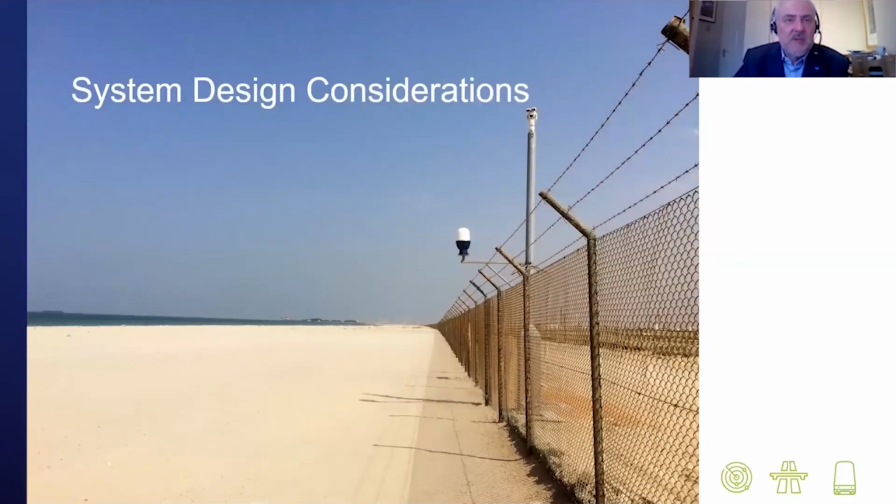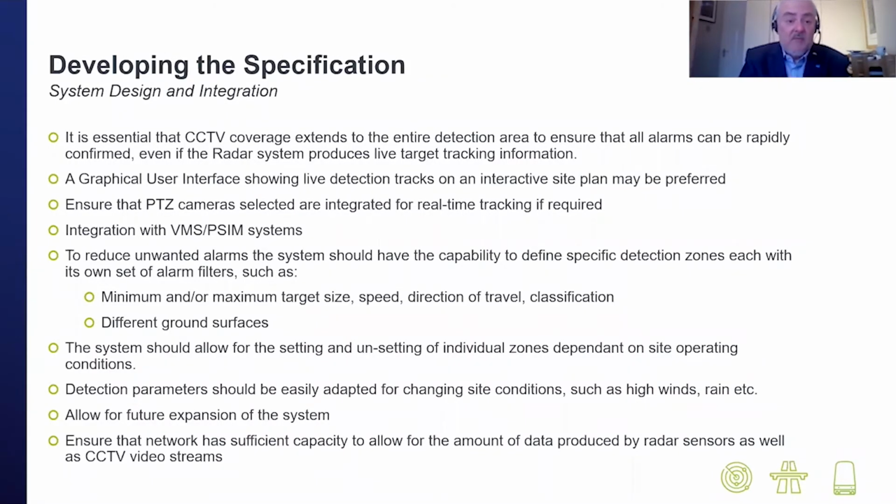Okay, so some system design considerations as well. If you've got radar covering the whole of the site, it's also important that the CCTV coverage that's installed will also cover that site, so that any alarms can be very accurately verified using the CCTV images. Obviously, the radar will produce live target tracking information. It still needs an operator to verify whether it's a genuine target or not. Does it need a graphical user interface to show these live detection tracks on an interactive site plan? Quite often that's the case.